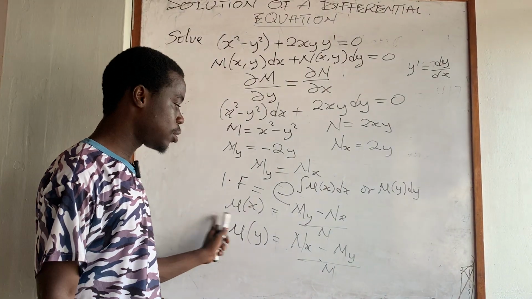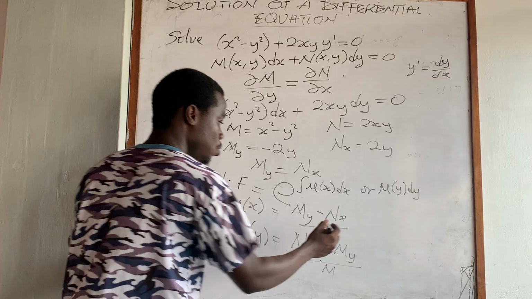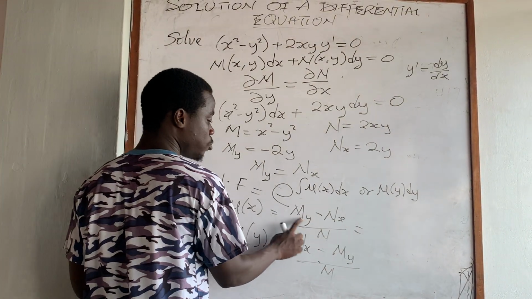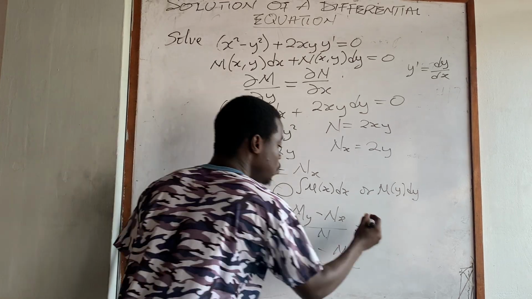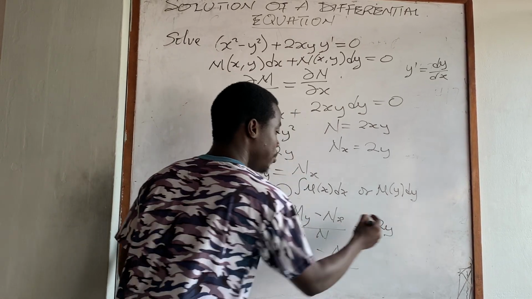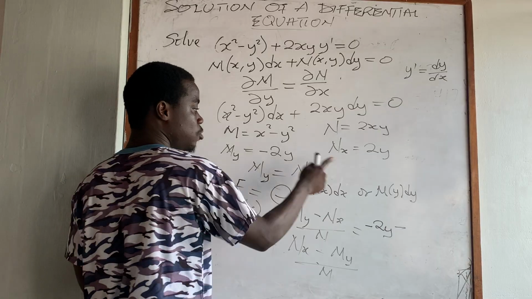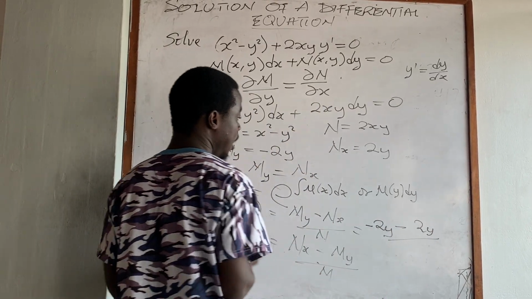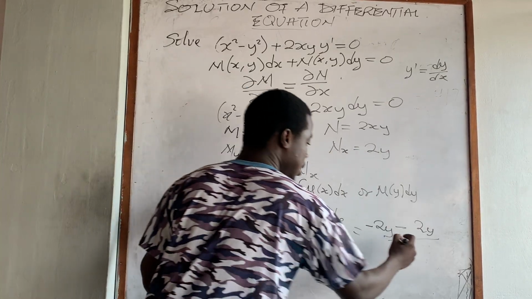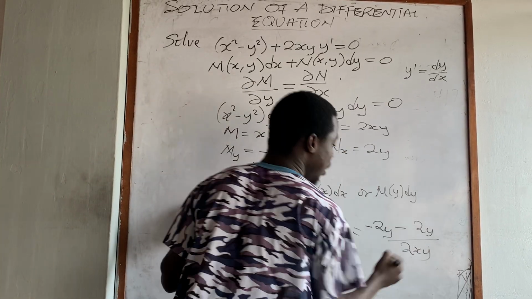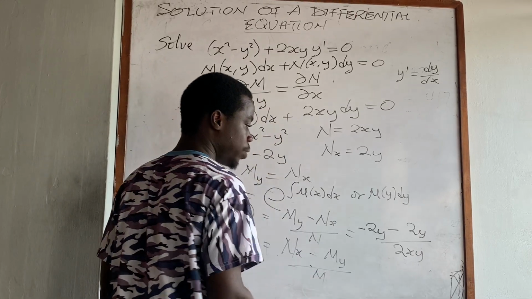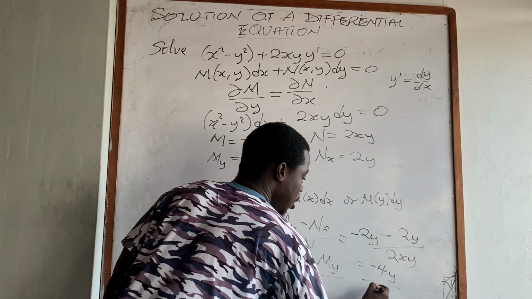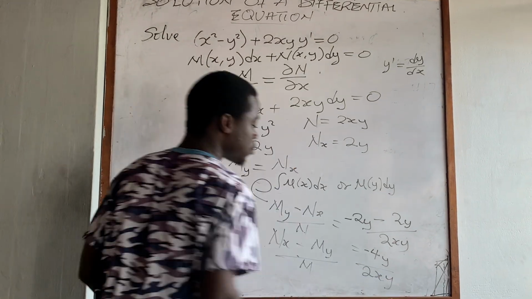All right. Now let's see. So we are using the formula to check whether you will get this. What is my my? M sub y is negative 2y. So I'll get negative 2y minus nx, which is n sub x, which is 2y. So this over the n. Where is my n? According to this, my n is 2xy. So if I solve this correctly, I will get negative 4y over 2xy.